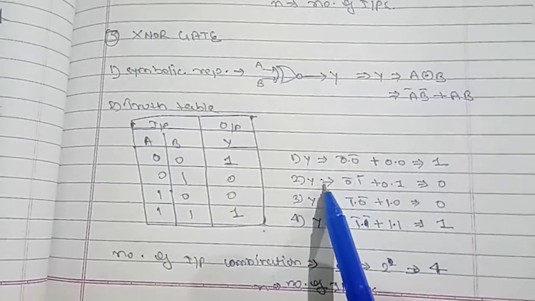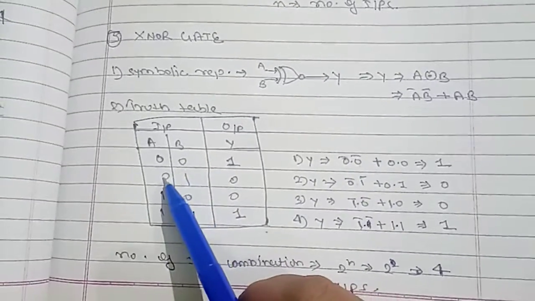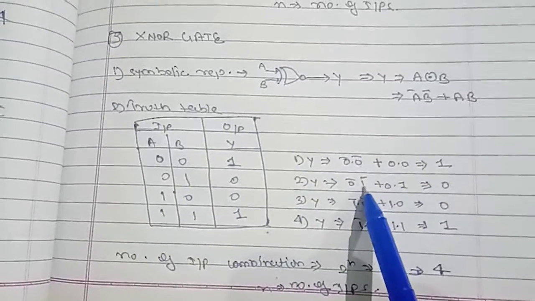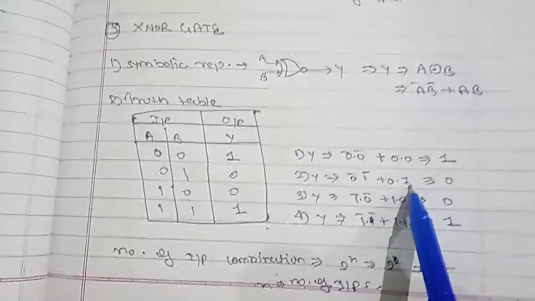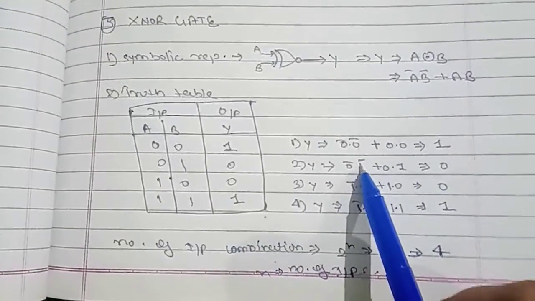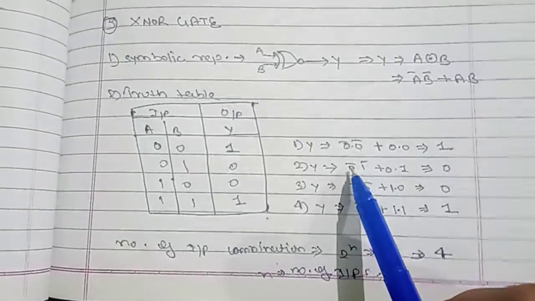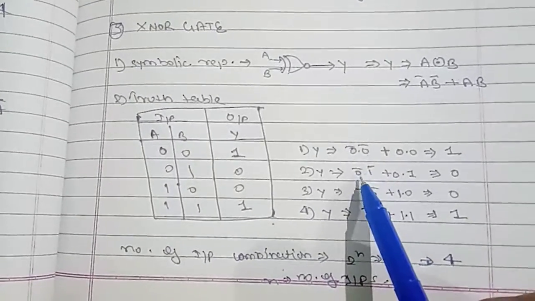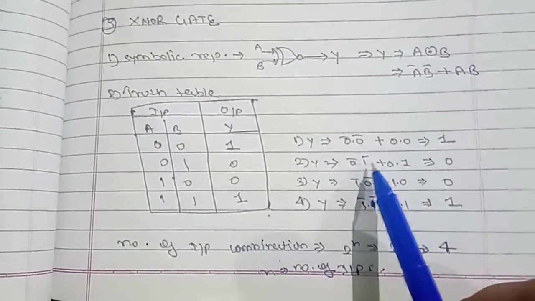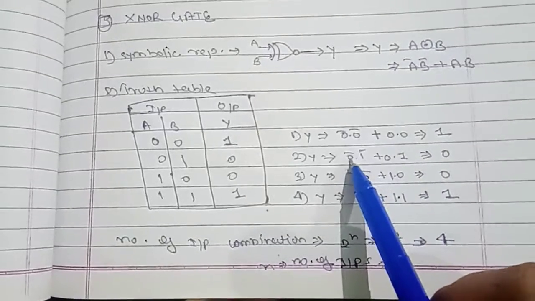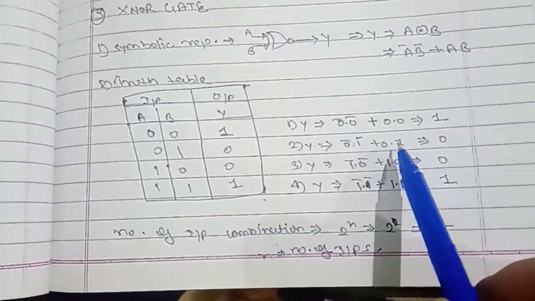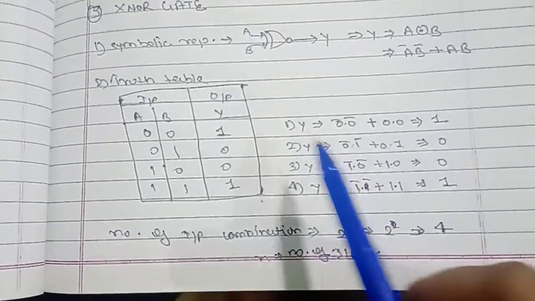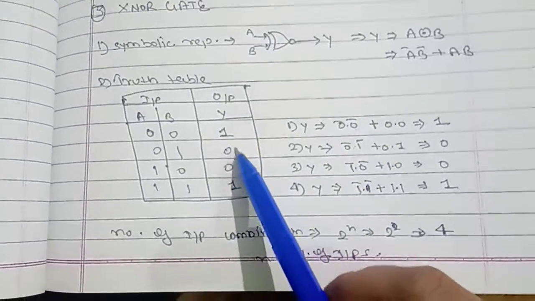In the second case if you see A and B, A value is 0 and B value is 1. So here we are calculating the bar value. So this will be just opposite, like 0 bar is 1, 1 bar is 0. Okay, so 1 dot 0 will give 0. Here also this value will be 0. So 0 plus 0, overall value will give 0. So in the second case we are getting Y value is 0.